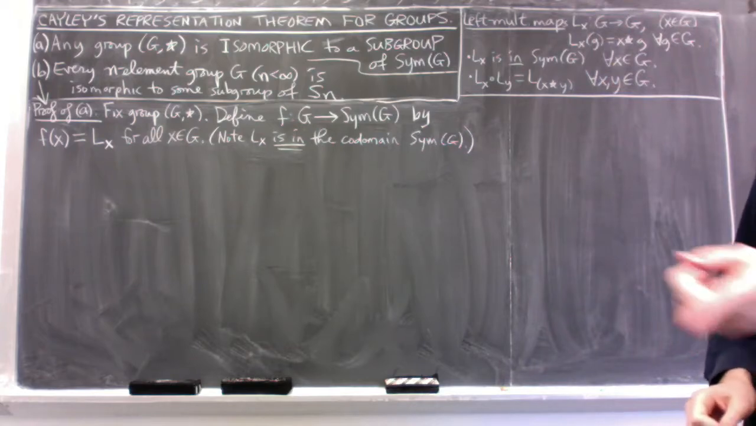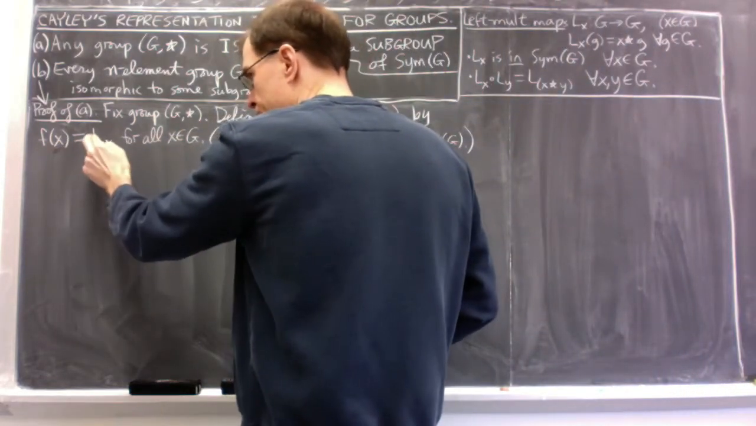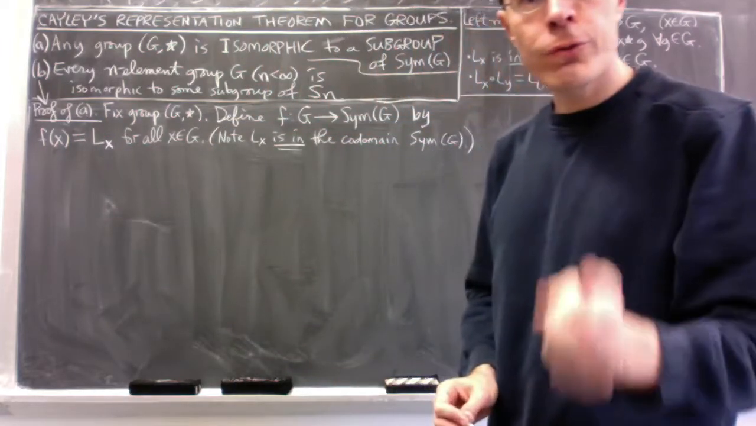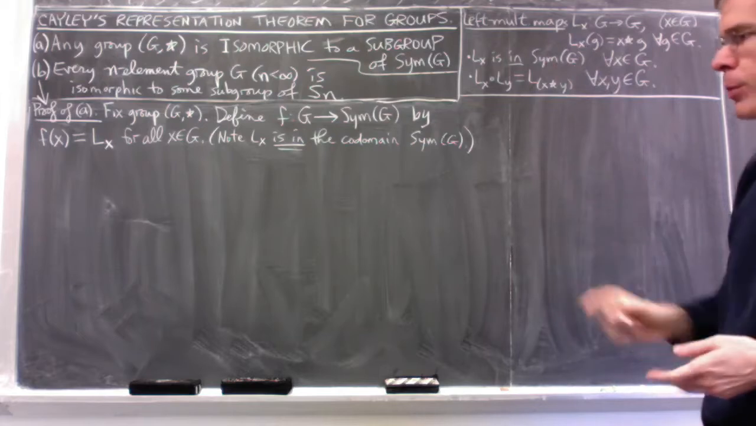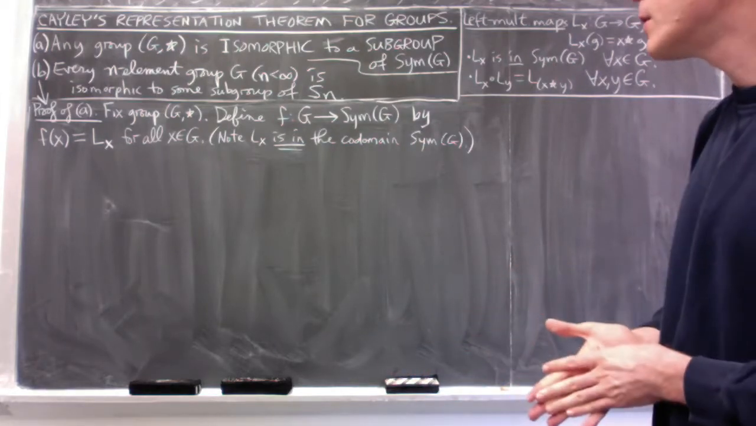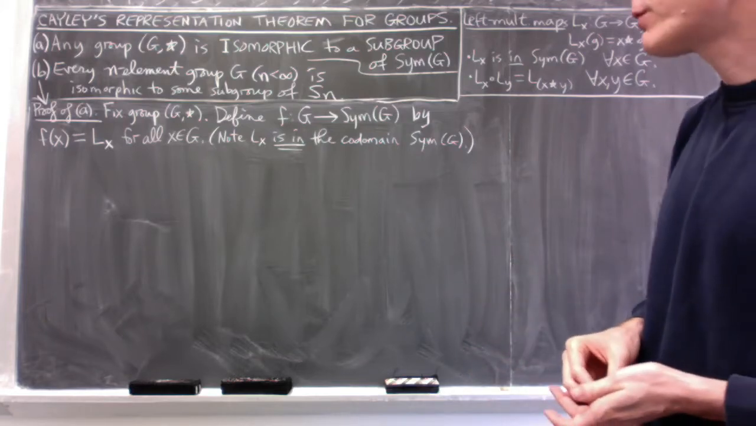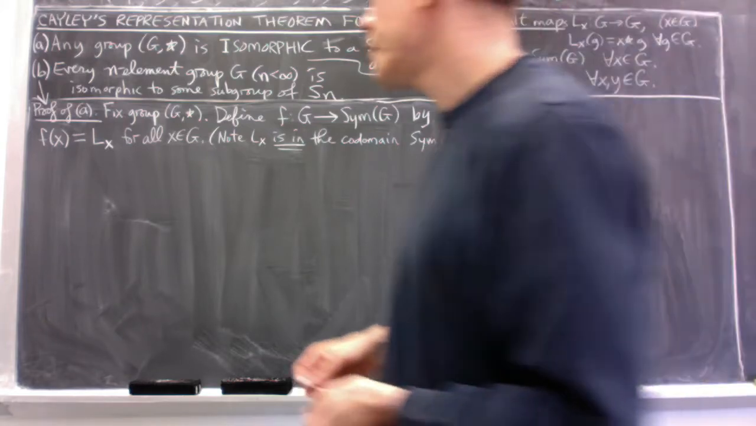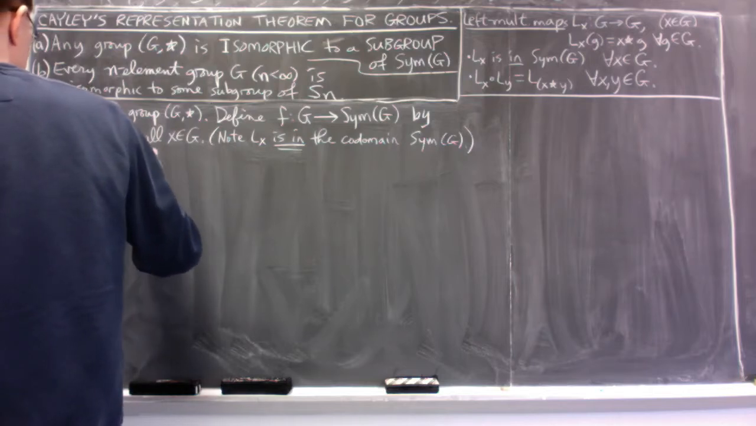f is very strange, though. The input to f is a group element. The output of f is another function, namely a left multiplication function, a particular element of Sym(G). And that might be a little bit confusing the first time you see it, but it's allowed. And this is exactly what we need for this proof. And we're going to check several things. So let's check first that f is a group homomorphism.